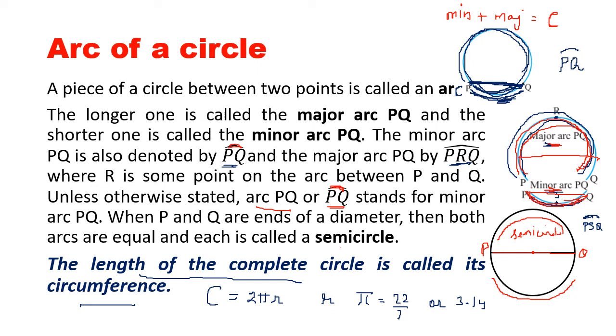So a semicircle is exactly half of the circle. So what is the length of the semicircle arc? If the whole circumference is 2 pi r, then the semicircle will be only pi r, half of it. So you can see in the diagram here, this is the semicircle. If the arc is smaller than the semicircle, we'll call it a minor arc, this one. And if the arc is bigger than the semicircle, we'll call it a major arc.